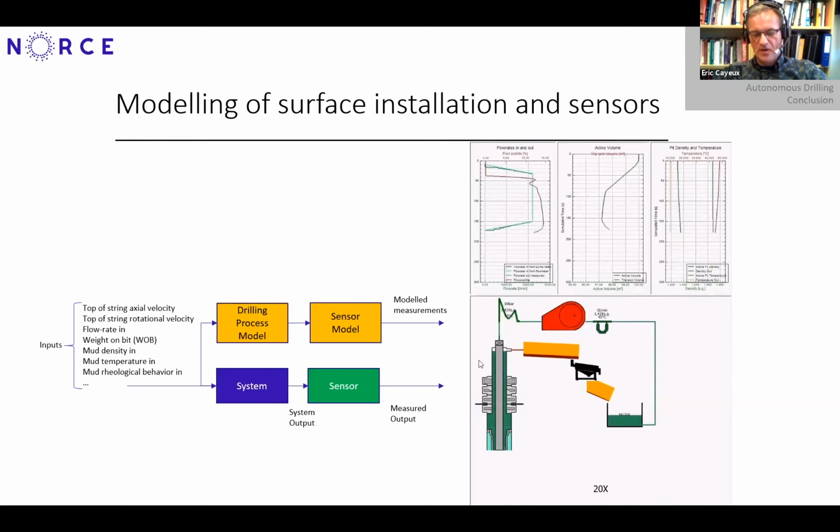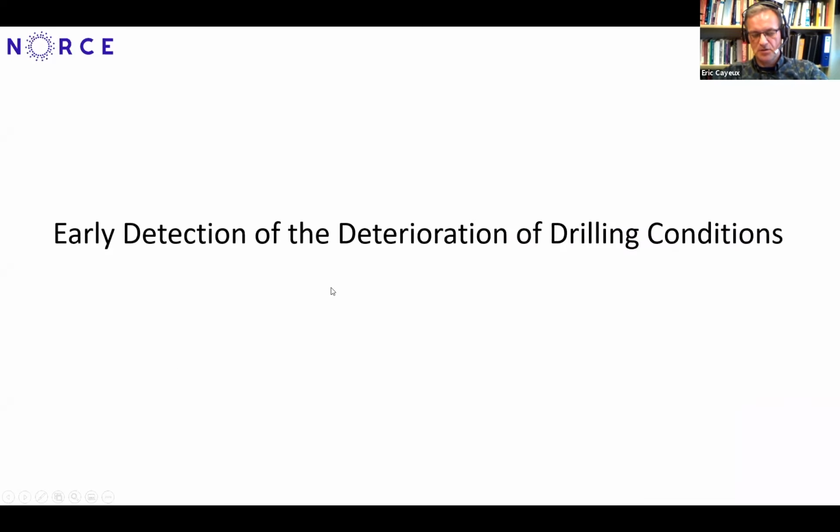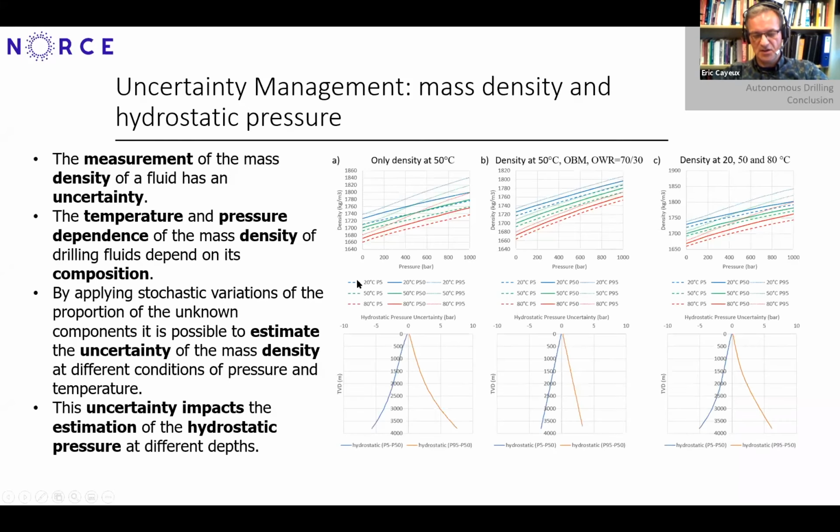Okay, so when we have model values, measurements, and measured measurements, we can start to try to utilize that to do practical work. And that's what we would like to do with this early detection of the deterioration of the drilling conditions. But things are more complicated than what I explained, because we have to deal with uncertainty. And uncertainty is really a very important aspect for the type of work that we are doing.